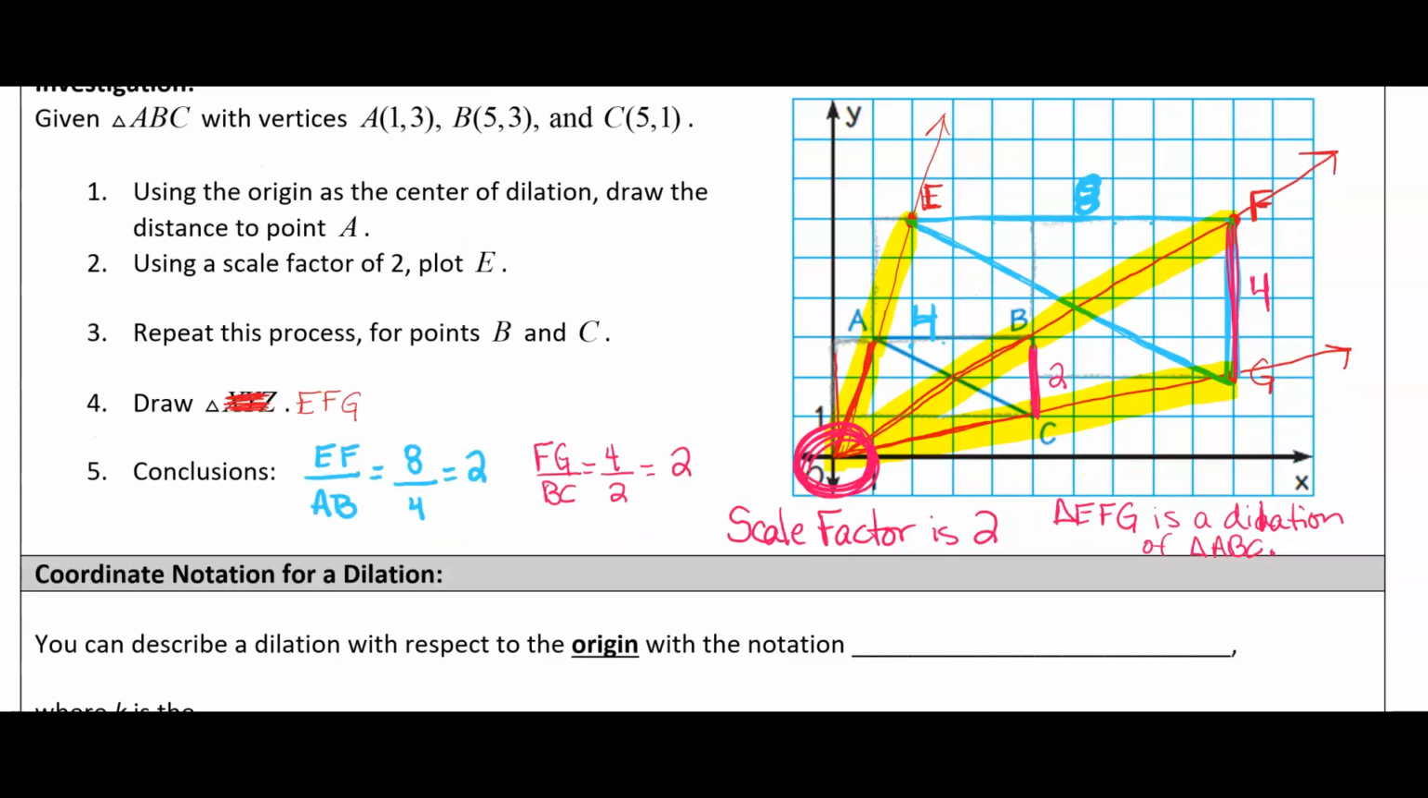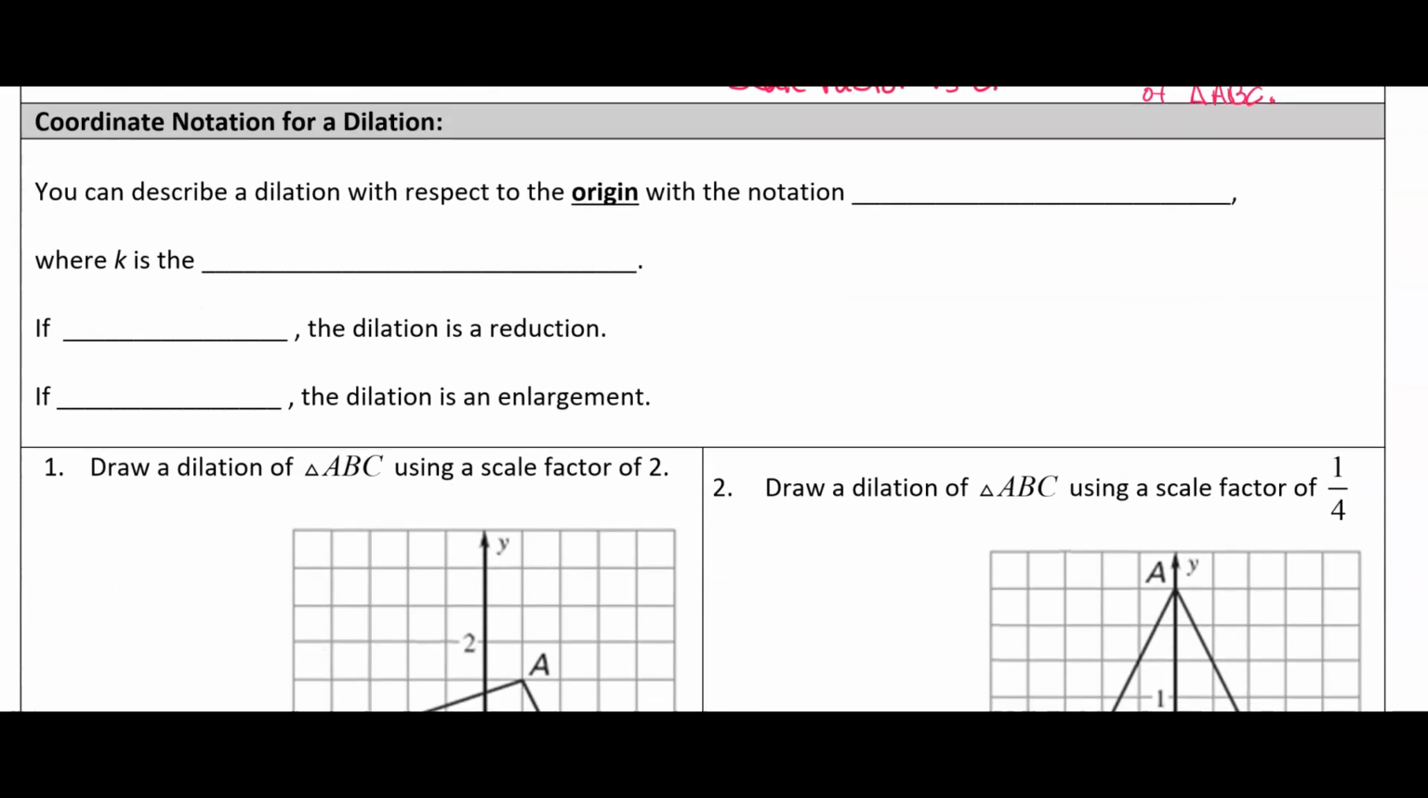Now, since that is the case with the origin, we do have coordinate notation for dilations. It says you can describe a dilation with respect to the origin with this notation. We have an ordered pair, x, y. We can change it if we know the scale factor by multiplying x and y by the scale factor, which we call k.